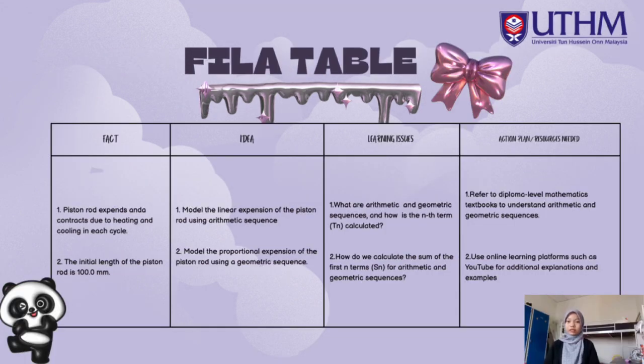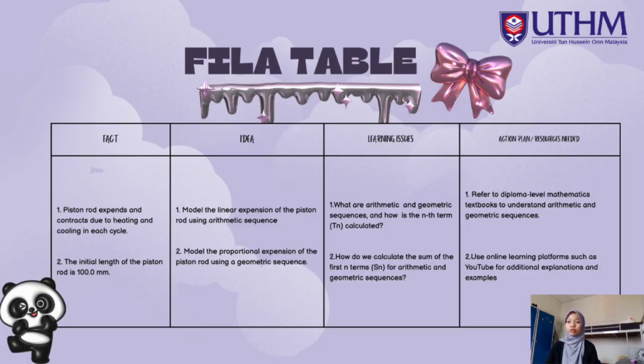In this presentation, I will explain our FILA table, which stands for fact, idea, learning issue, and action plan. This table helps us understand and solve the problem of piston rod expansion using arithmetic and geometric sequence. First, for the fact, the piston rod expands and contracts due to heating and cooling in each operation cycle. The initial length of the piston rod is 100.0 mm. This expansion happens continuously over many cycles.